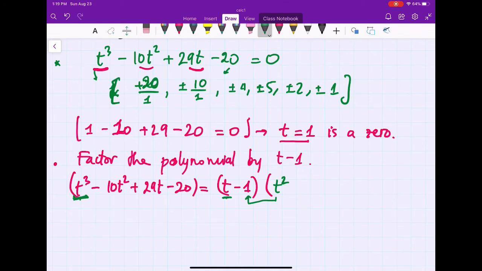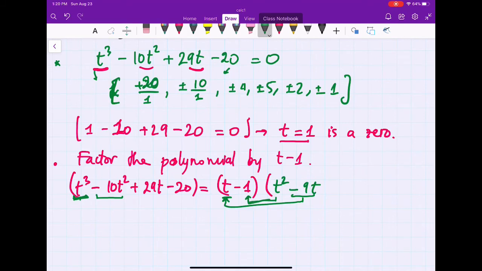I get negative t squared. But here we have negative 10t squared. That means here we need negative 9t. Why? Because if you have negative 9t here and you multiply with this t, you get negative 9t squared.